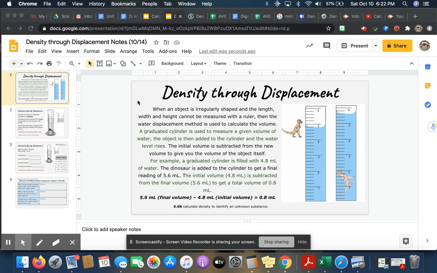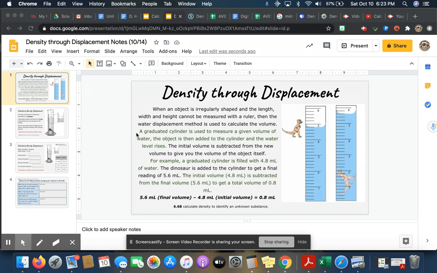Displacement can be a very, very difficult thing if you're not paying attention to the details, okay? So let's go ahead and get started. Density through displacement. When an object is irregularly shaped and the length, width, and height cannot be measured with a ruler, then the water displacement method is used to calculate the volume, because you need volume to find density.